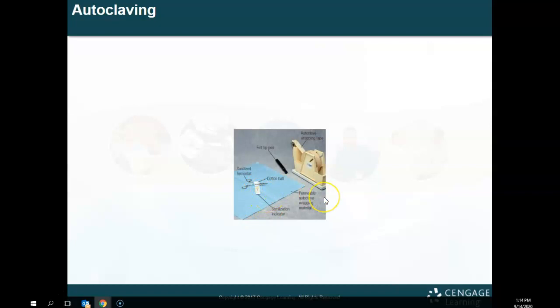Permeable autoclave wrapping paper. Why is it important that it's permeable? What does that mean? What does permeable mean? It means it can go through it. So if it's permeable, it means that the air can get through, it's porous, that things can transport through it, right?